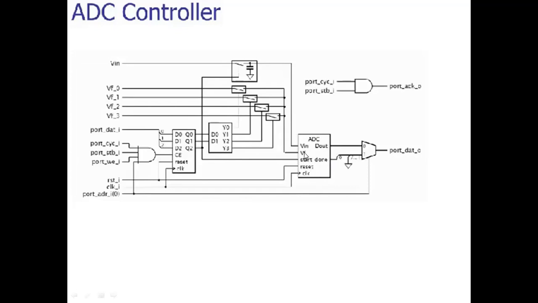We can also see this input voltage. This analog input voltage is applied via the sample and hold circuit to this ADC. This line that I'm showing represents a sample and hold circuit, to which the input voltage V is applied. And you can also see this reference voltage: VF0, VF underscore 1, 2, 3 are reference voltages that get applied to these switches.